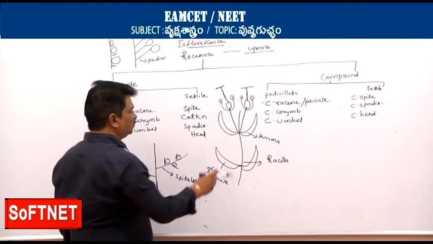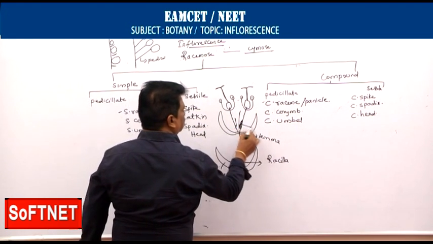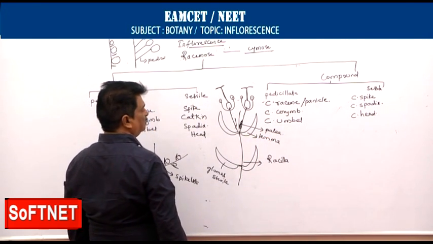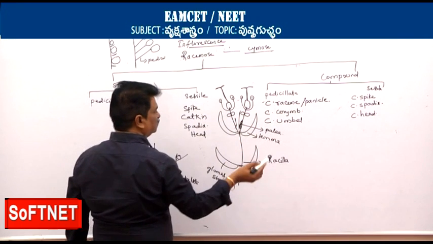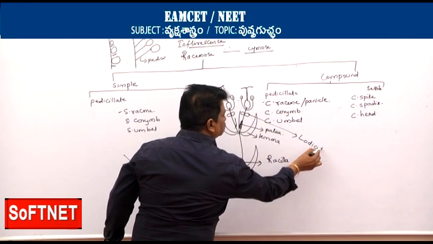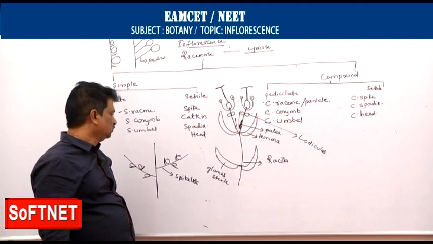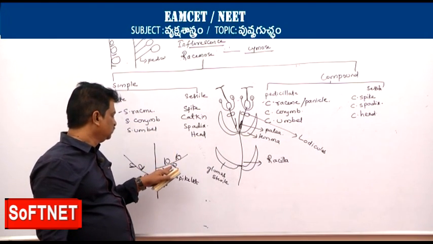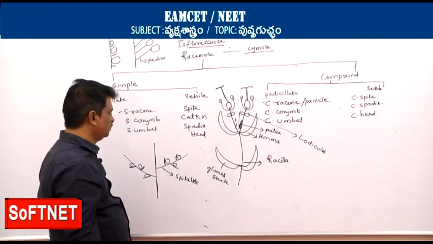And opposite to the lemma, there is a bracteole. That bracteole is called palea. Above the palea, reduced perianth members are present. These reduced perianth members are called lodicules. So, this is the description of a spikelet. What is a spikelet? A spikelet means a branch produced from a spike inflorescence. This spikelet produces a limited number of flowers.